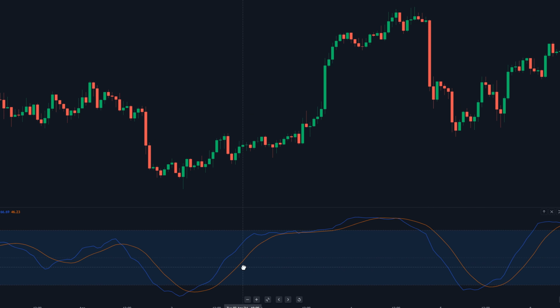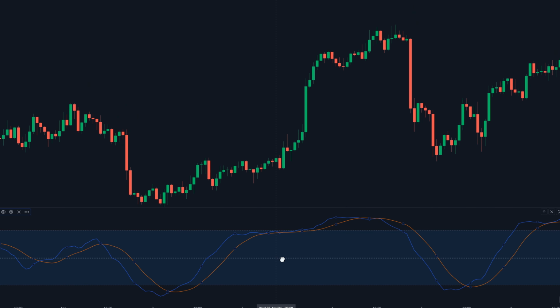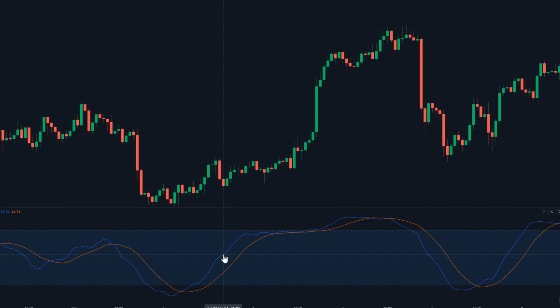A practical example of using this indicator to trade would be to take long positions whenever both these lines are above the 50 level, with the blue line above the orange line. Conversely, we want to take short positions whenever both lines are under the 50 level, with the orange line above the blue line.